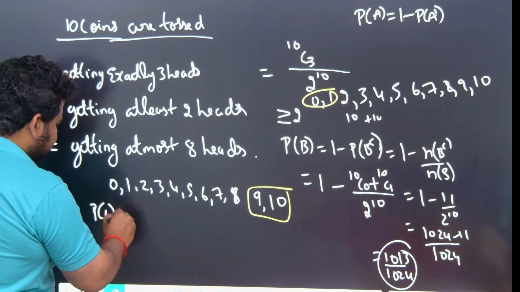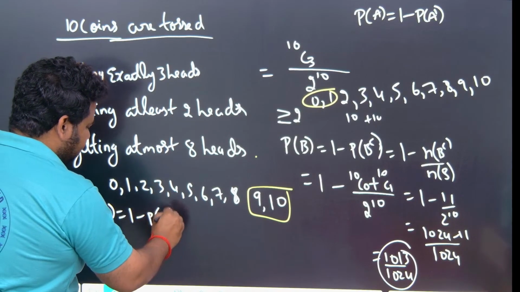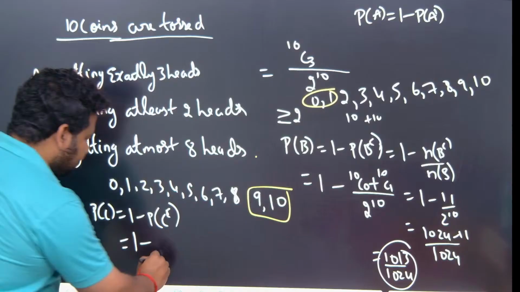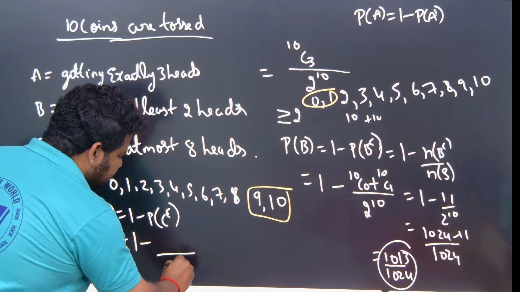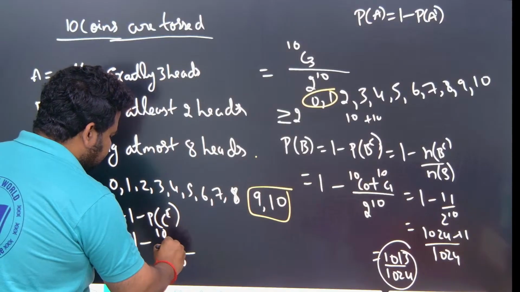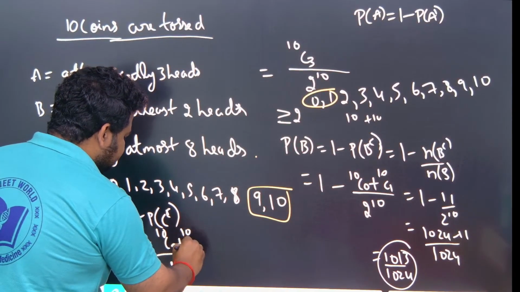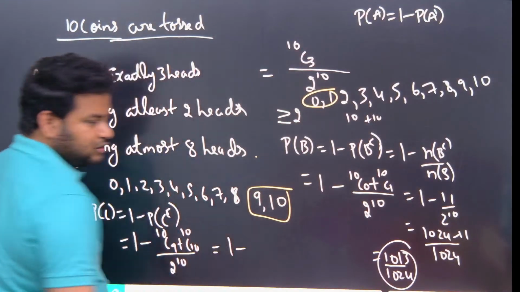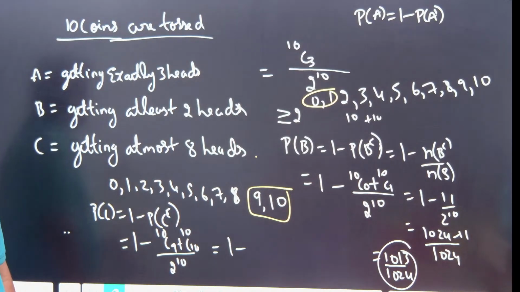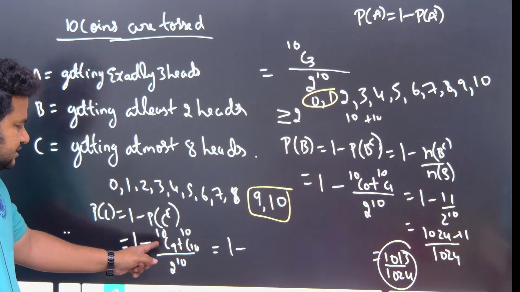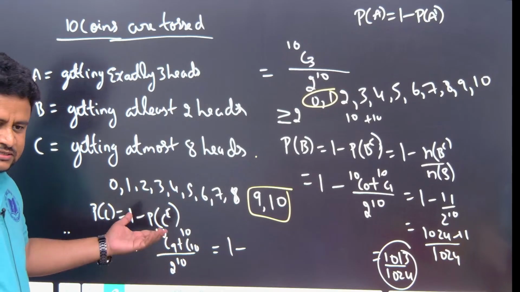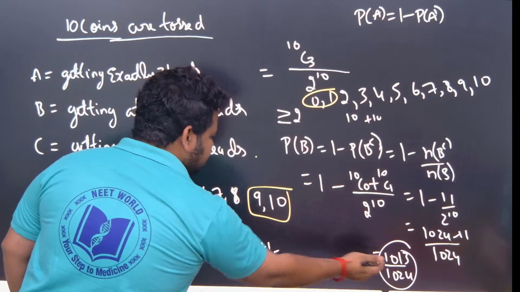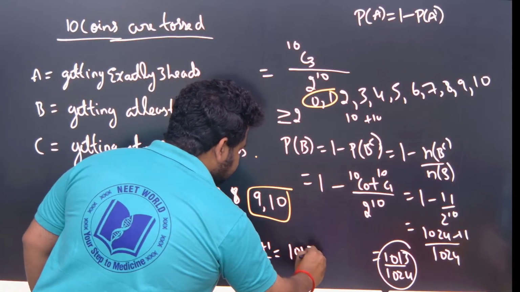Probability of C is nothing but 1 minus probability of C complement. So this becomes 1 minus, over 2 power 10, getting 9 heads means 10C9 plus 10C10. 10C9 can be written as 10C(10 minus 9), which is 10C1, that is 10 only. 10C10 is 1. This will be over 2 power 10. So the answer will be the same as this, 1013 divided by 1024.